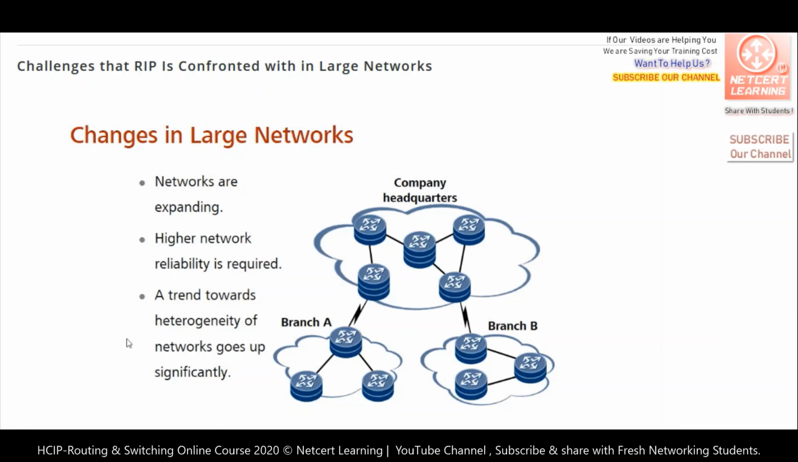Third, the trend toward heterogeneity of networks goes up significantly. It means that we have to work with different vendors and different protocols. When this happens, we have the complexity of integrating different vendors together. So with all these changes in a large network, we need a robust network routing protocol.